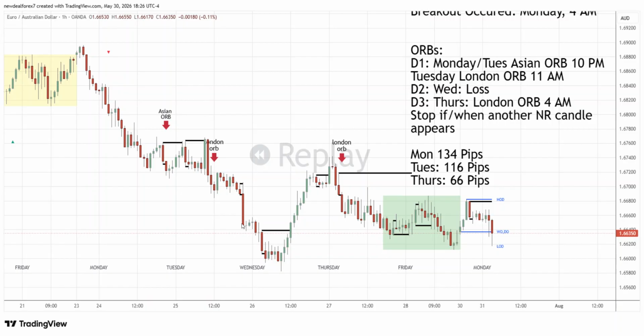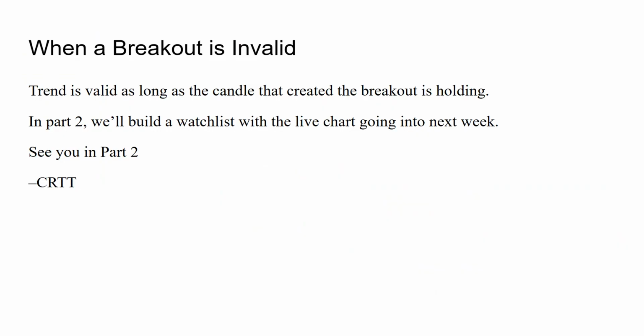Okay, more breakouts there. A retrace here on Wednesday. And then another London range breakout right here on Thursday, right? So the Monday trade, it went down 134 pips. Tuesday's trade went down 116 pips, and Thursday went down 66 pips, which is right here. This is Thursday, right?